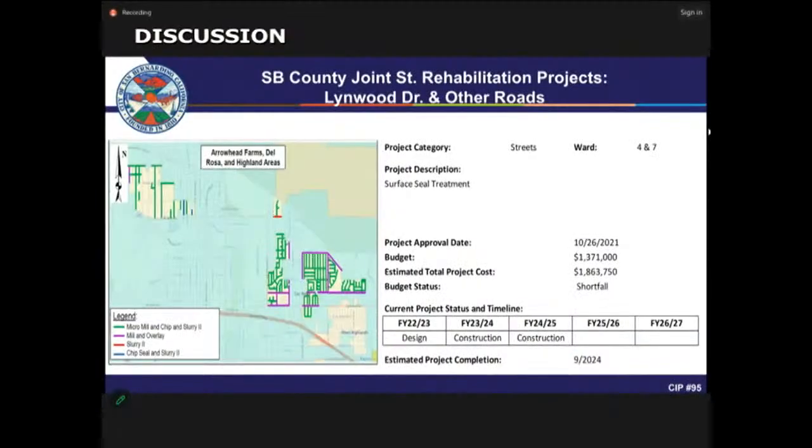For this project, the total estimated project cost is $1.86 million, and the budget is $1.37 million. So you can see that there's already a shortfall. Later on in this agenda item, we are proposing to use the SB1 fund to help pay for the shortfall. This is the only one of the 9 projects that has this amount of budget, and the other 8 projects don't have any budget. Again, we're proposing to use the SB1 fund and gas tax fund to pay for the total cost.